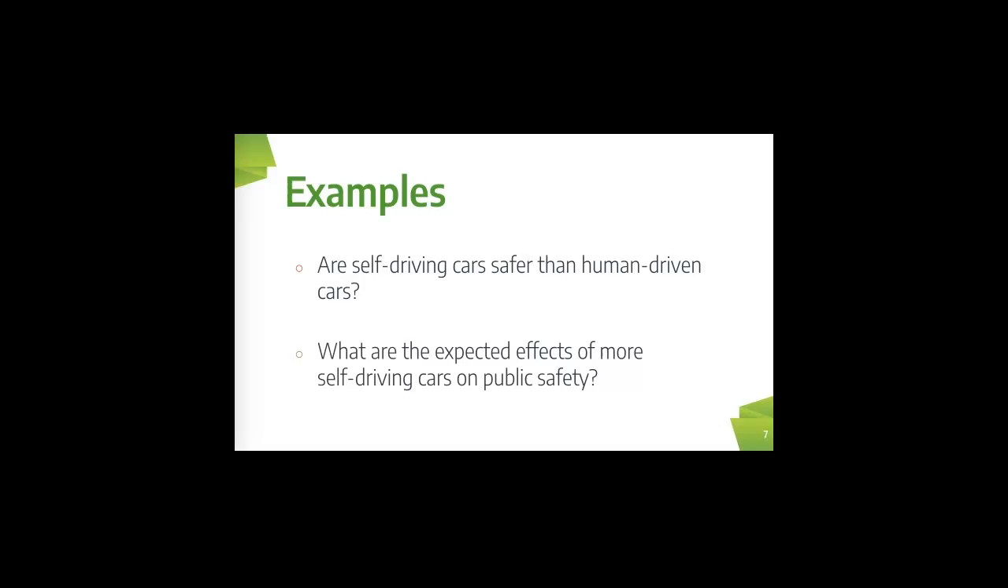Let's look at some examples to put this into perspective. The first example, are self-driving cars safer than human-driven cars, could have a yes-no response, and you could possibly back it up with some statistics that you find. However, the better question allows you more freedom to research. What are the expected effects of more self-driving cars on public safety is an open-ended question. There are a lot of different possible responses here. You could be gathering information about precautions self-driving car companies are offering. You could look at statistical evidence from tests, but you could also look into conjectures from tech companies, the government, etc.